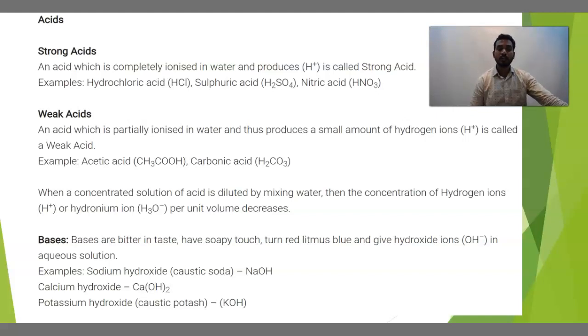Weak acids are partially ionized. Once we dissolve them, ion formation happens, but partially, not 100%. So they are called weak acids. The best example is acetic acid, which is a very weak acid. Carbonic acid is another. So these are the different types of weak acids.